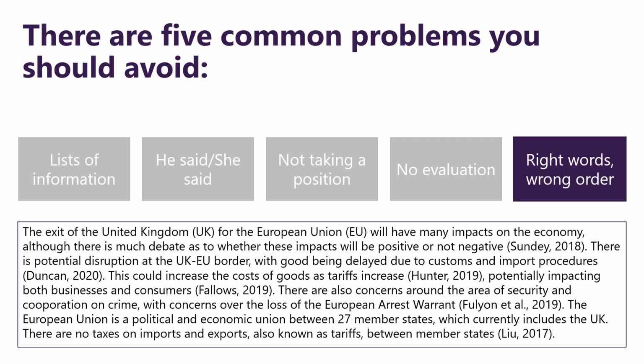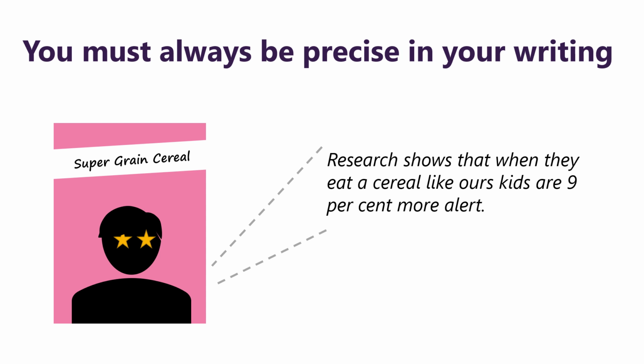This doesn't just happen within a paragraph. Right words, wrong order can appear across a whole essay, and so it's really important we provide our reader with the necessary evidence and arguments in the right order to demonstrate our points. Precision is also really important in academic writing, and you must be really precise with your meaning.